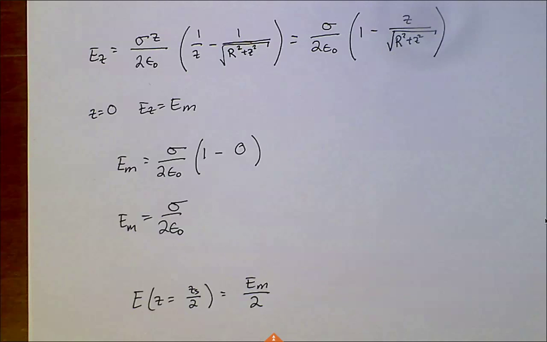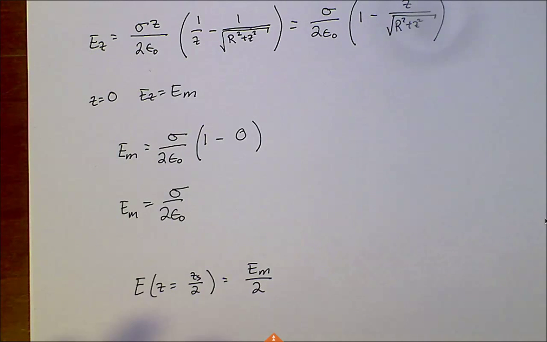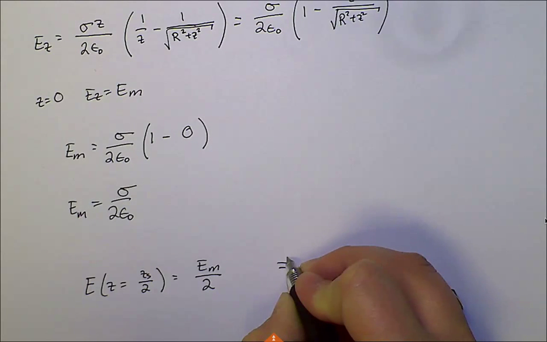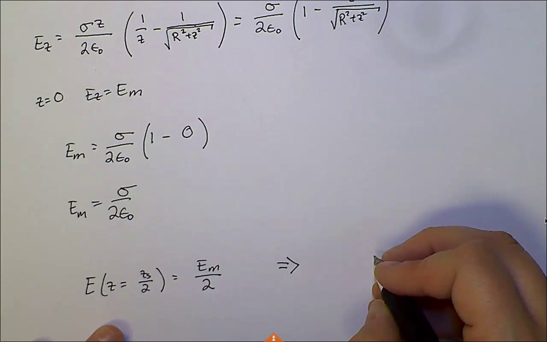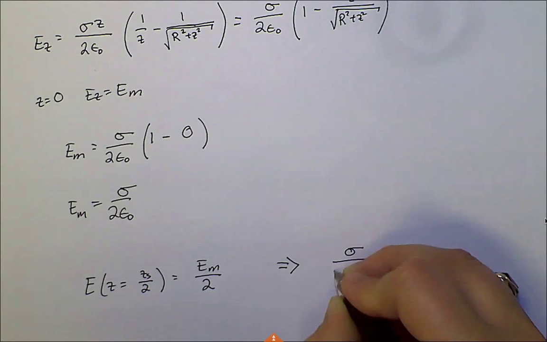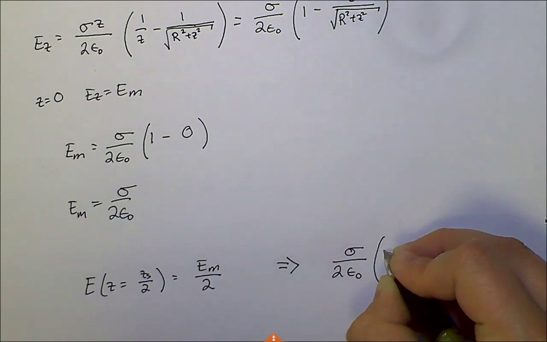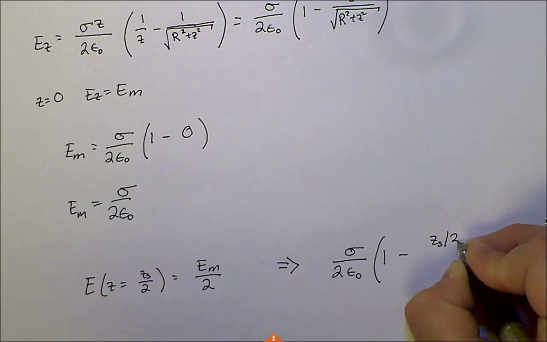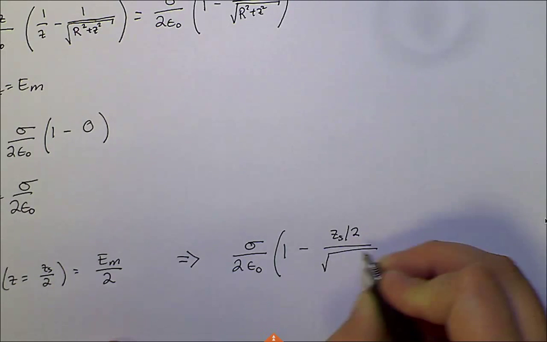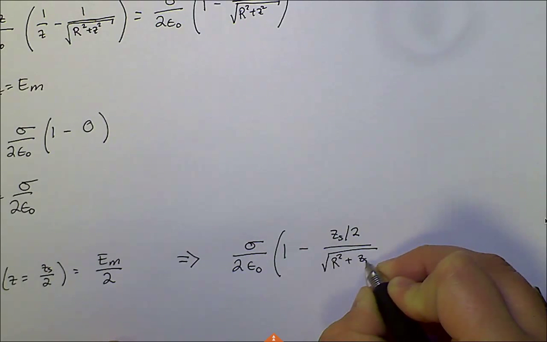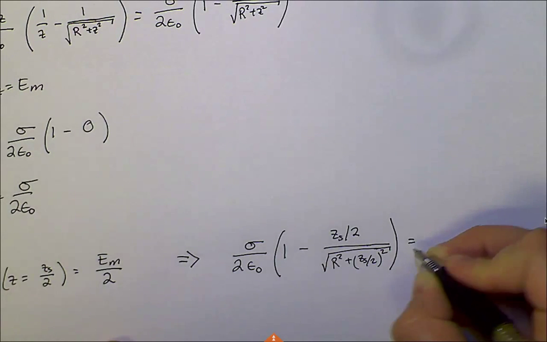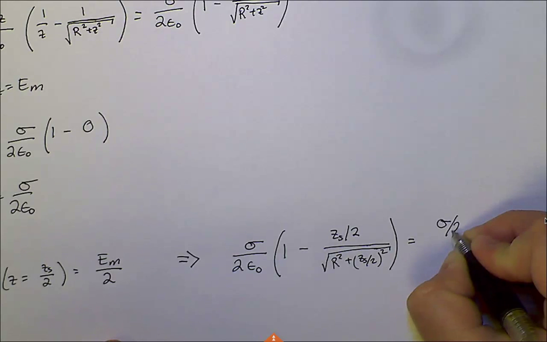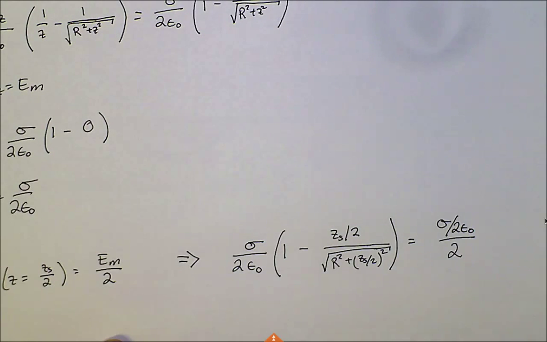Oh, you can't see that. So sorry. There it is. So now I can write this part here as, let me just plug in zs over 2 into everything. So I get sigma over 2 epsilon naught times 1 minus zs over 2 over the square root of r squared plus zs over 2 squared is equal to Em, which is sigma over 2 epsilon naught over 2.